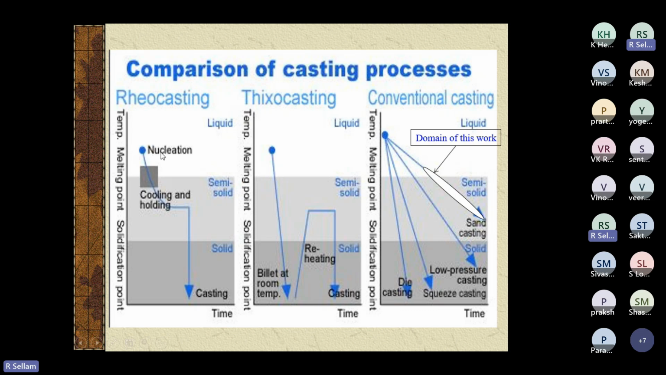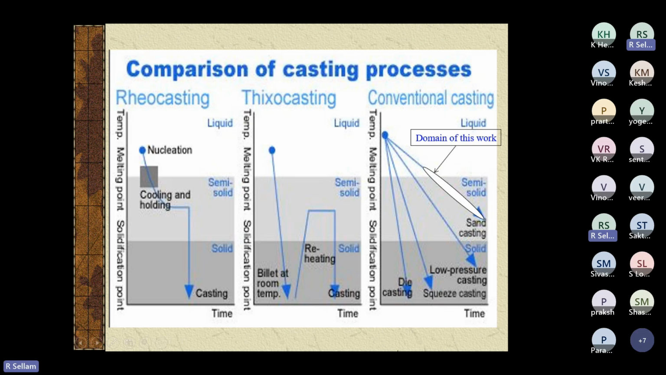In rheocasting, the liquid is held in a particular liquid and solid zone to generate a certain fraction of solid, and this is immediately cast in a metallic die mold to get a refined structure. And thixocasting is a two-step process. Pellets are cooled to room temperature, then reheated and kept in a semi-solid state, liquid and solid zone, and again cast immediately in a shell mold or die casting mold.